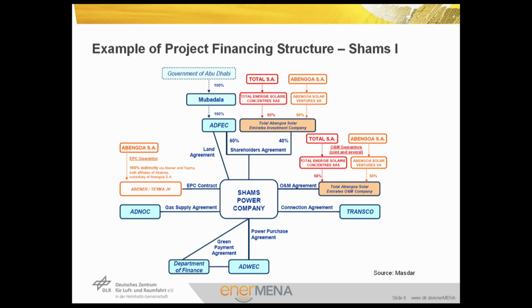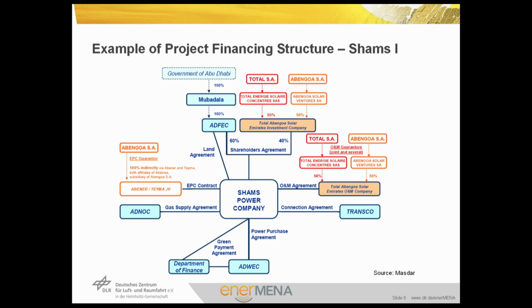A typical IPP project in the MENA region is the Shams project in Abu Dhabi. On this slide, you can see the structure of the Shams project. In the center is the project company, Shams Power Company. It has some shareholders, in this case the government through its entity Mubadala and ADFEC, or Abu Dhabi Future Energy Company, and the bidders in the bidding phase, the consortium of the French company Total and the Spanish company Abengoa. Again, you can see here the O&M agreement.